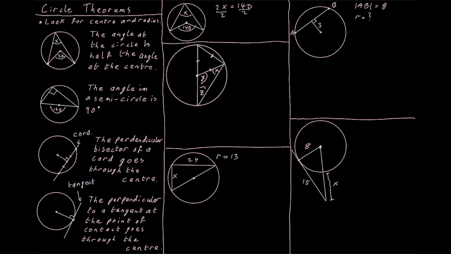I'm expected to know this fact, that the angle at the center is twice the angle at the circle. So all I have to write down is what I have here. I have this angle is twice as big as that angle, and then I just find that the angle I'm looking for must be 70 degrees.